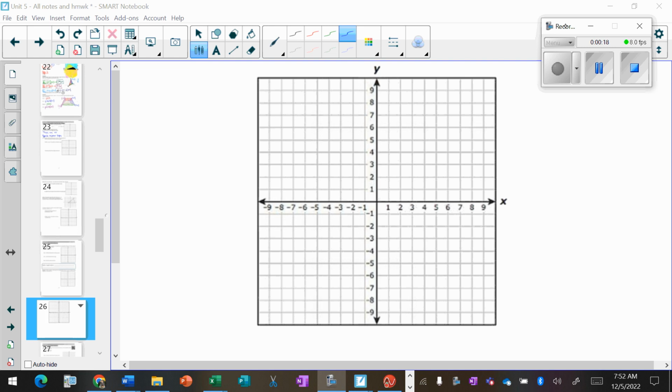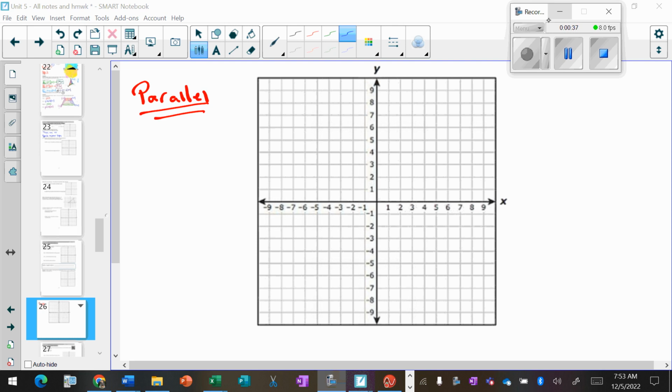Today we're going to talk about equations of perpendicular bisectors. Before I get into the notes that you have in front of you, I want to review some things that you do not have in front of you. So, quick review of the difference between parallel lines versus perpendicular lines.